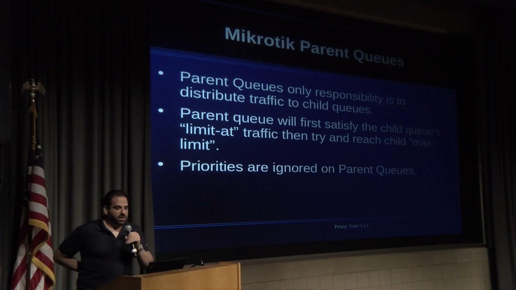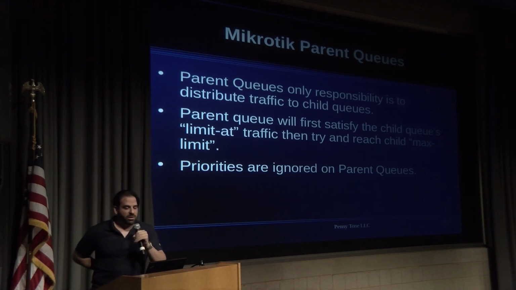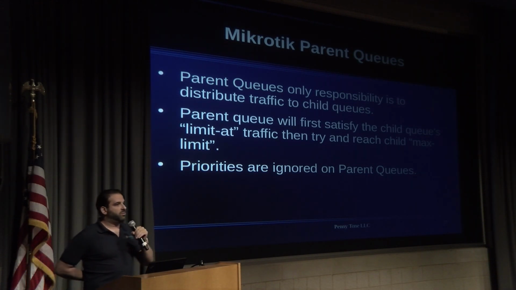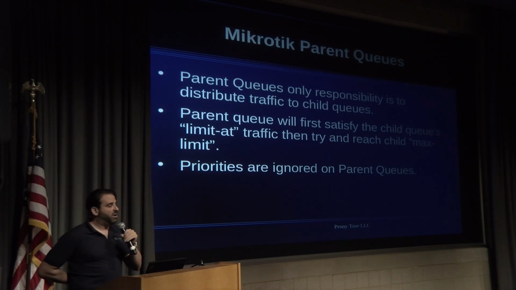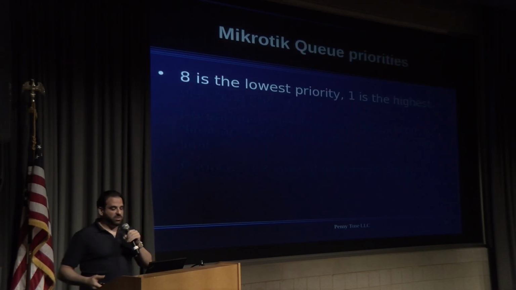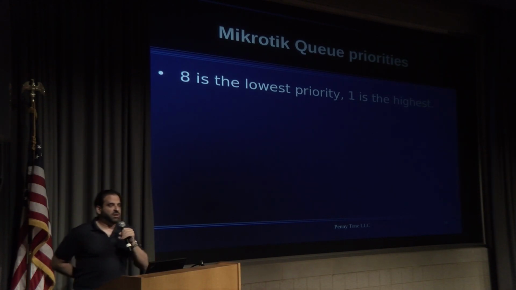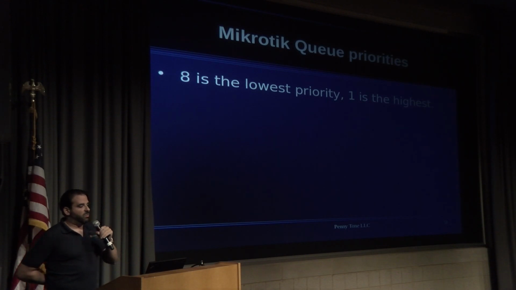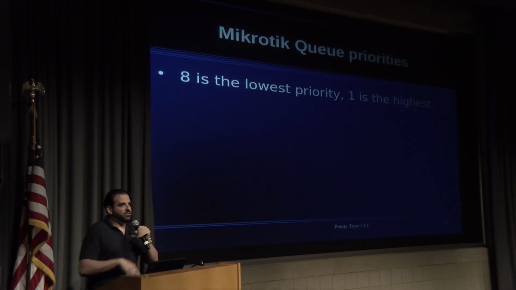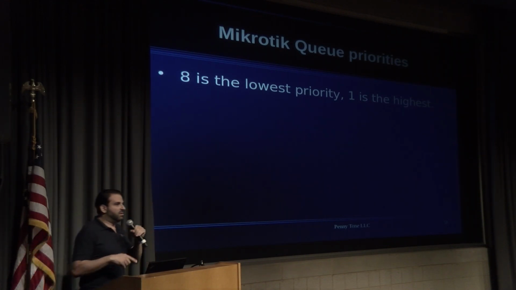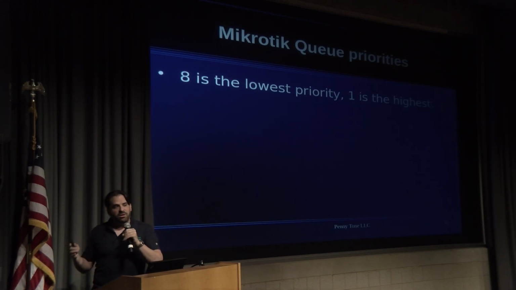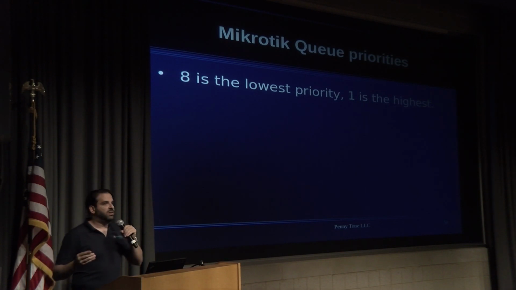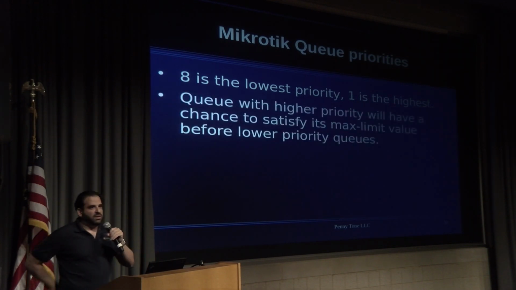Another thing to keep in mind about MikroTik queues is that priorities are ignored on parent queues. So if anyone here is a parent, you'll know that your priority is ignored and your children have priority. So that's how that works. Also keep in mind that MikroTik has 8 priority levels. 8 is the lowest priority. 1 is the highest. This is a little bit backwards from how you've ever seen it done in COS or TOS, and I actually like this technique a little bit better because you can never have anything higher than 1. 1 is going to be your highest level.